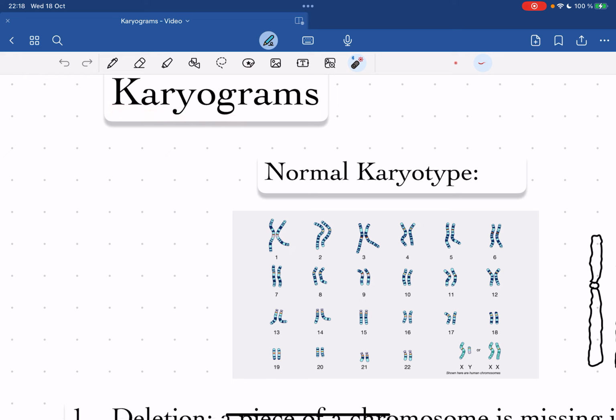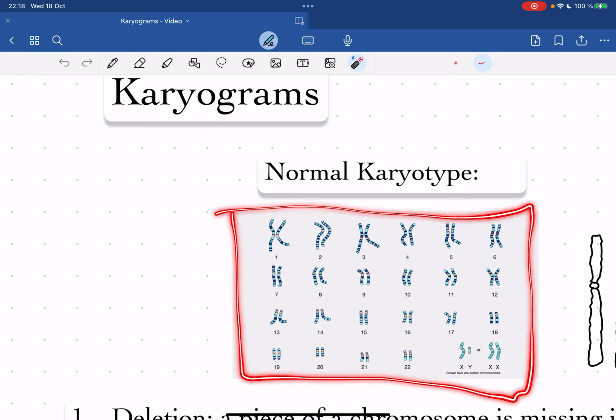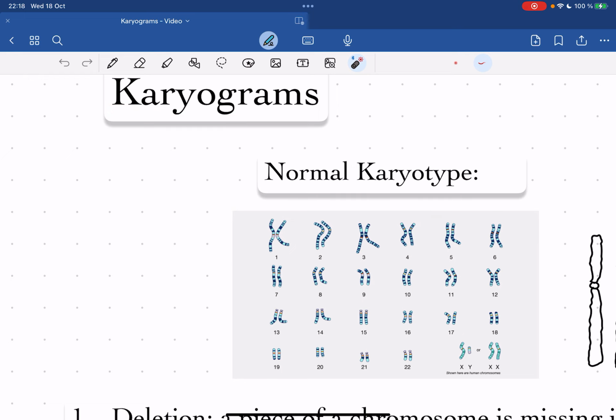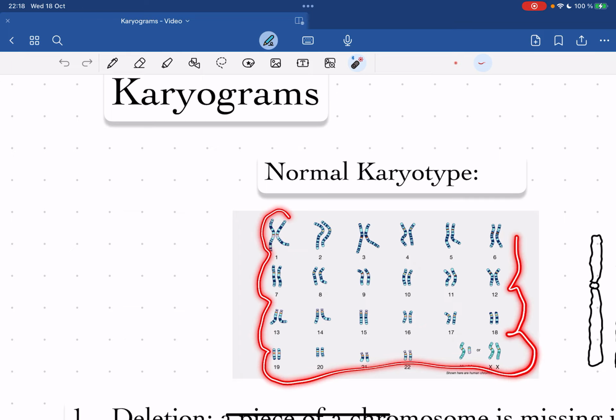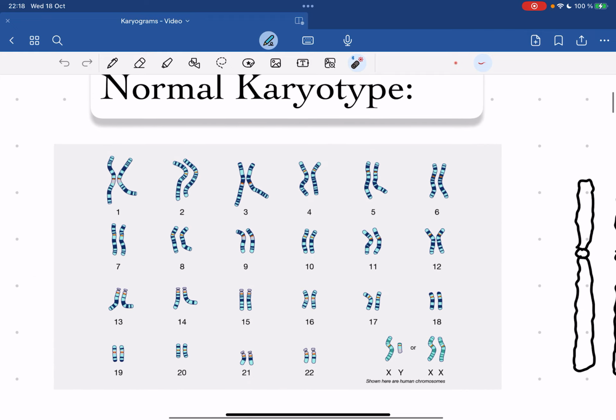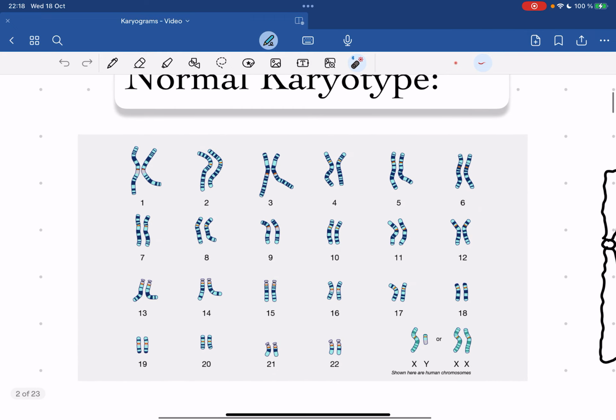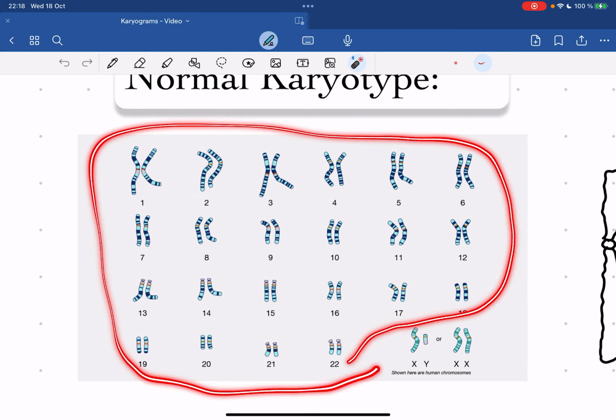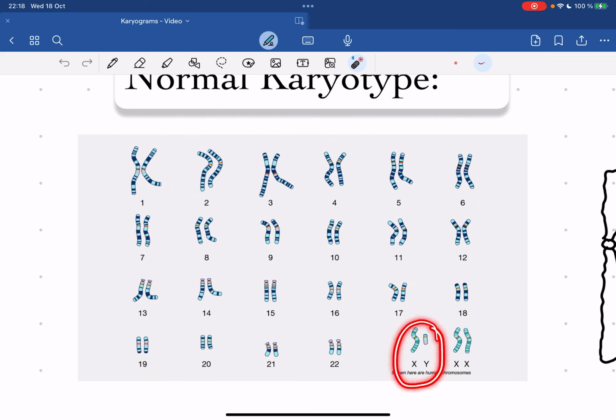Karyogram is just the name for an image that looks like this, while karyotype is what our assortment of chromosomes actually looks like. So in here you can see normally we have 23 pairs of chromosomes, 22 of which are non-sex chromosomes and 2 which are sex chromosomes. So either this XY or XX right here.